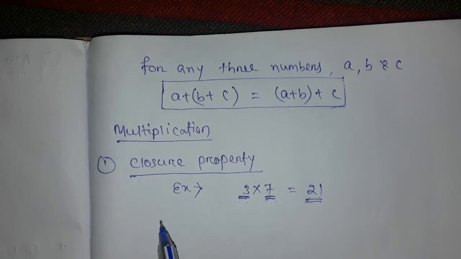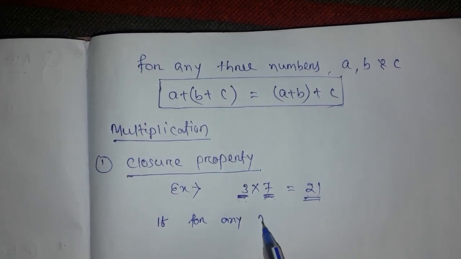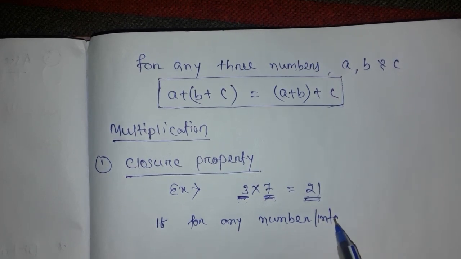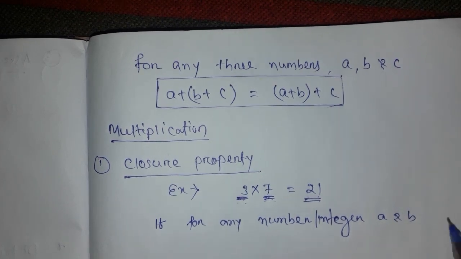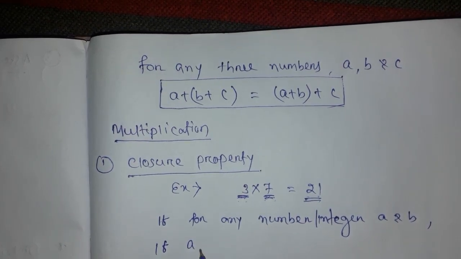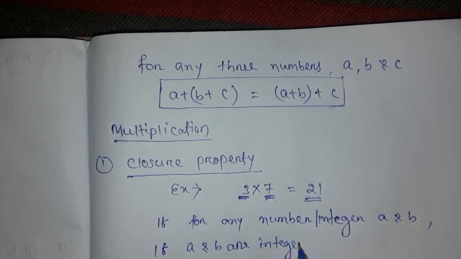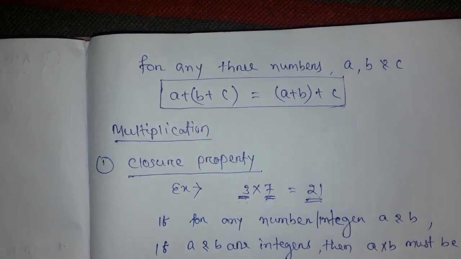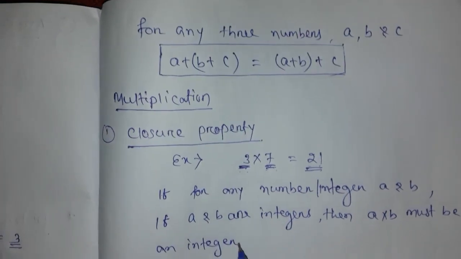Okay, so here we can write: for any numbers or integers a and b, if a and b are integers, then a multiplied by b must be an integer. Must be an integer.